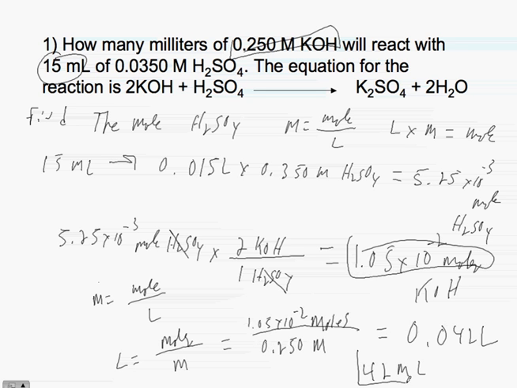So this is the exact same thing we got when we did the reaction the first time, using the moles of the acid times the molarity of the base times the volume of the base is equal to the moles of the base times the molarity of the acid times the volume of the acid. So it's the exact same thing that we had before, but this is the standard way that you would end up doing this problem.